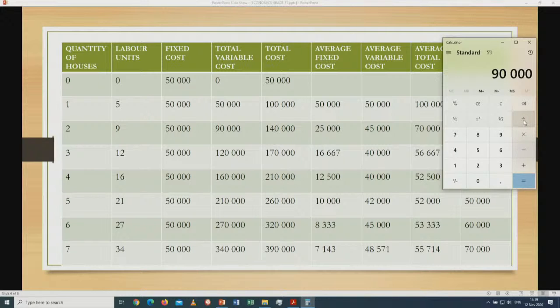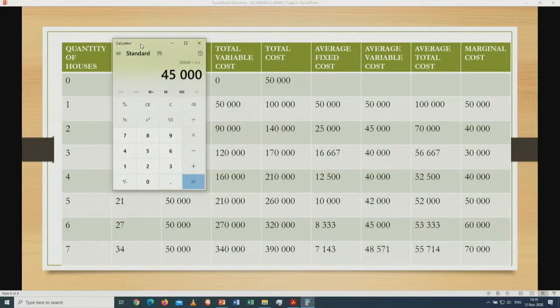I'm just doing this especially for the learners. And then we divide by 2, and we have the average variable cost then becomes 45,000. But now remember, this one will not be so difficult, the average total cost, because an average total cost will be adding your variable and your fixed to get your total. But in this case, we are looking at the average.